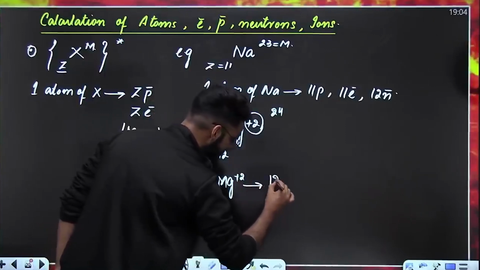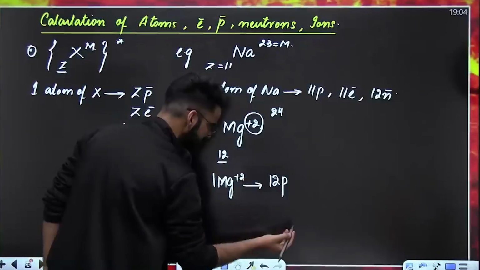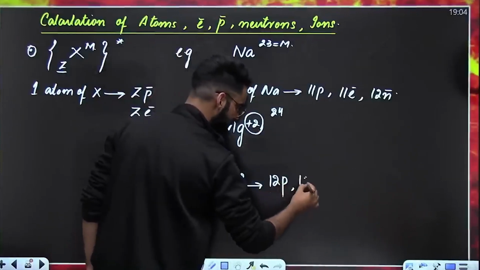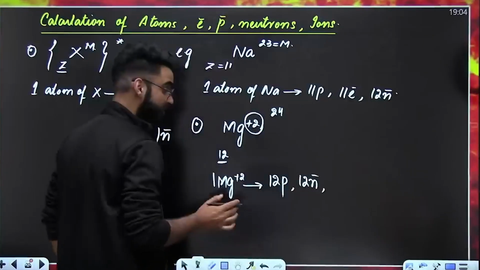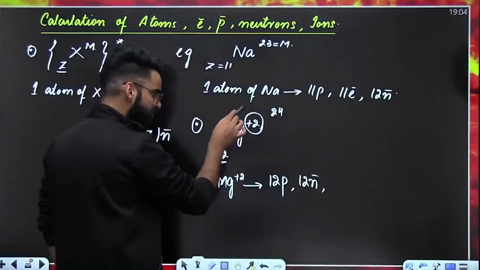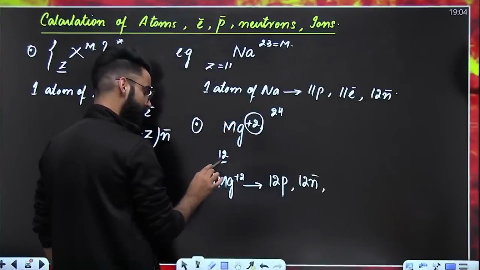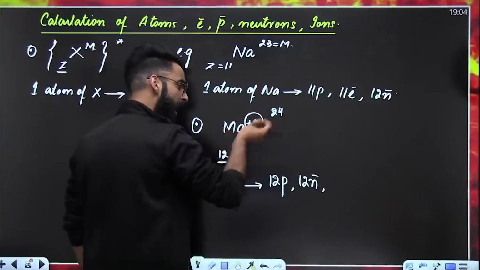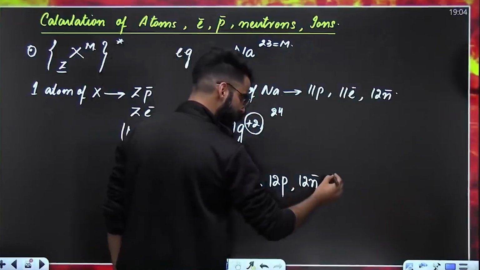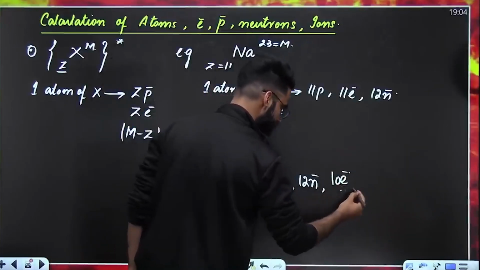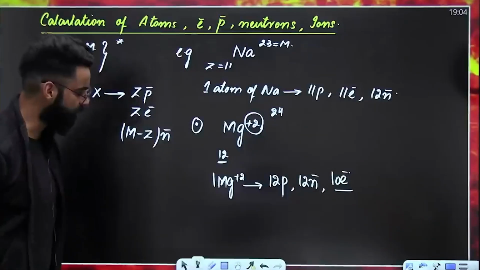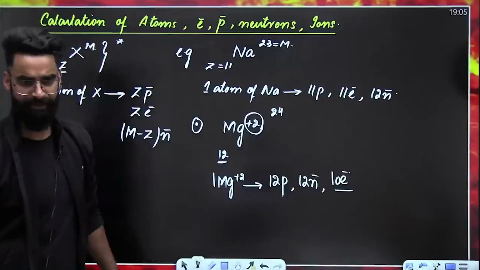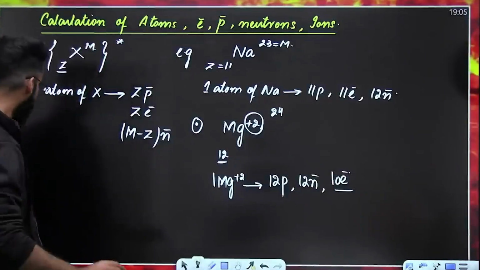contains 12 protons. How many neutrons? 24 minus 12, 12 neutrons. How many electrons? If there was no charge on magnesium, then 12 electrons. But there is a di-positive charge. That means 2 electrons have been taken out from magnesium. So 12 minus 2 comes out to be 10 electrons. So in 1 Mg di-positive, you'll find 12 protons, 12 neutrons, and 10 electrons. As simple as that. Correct?